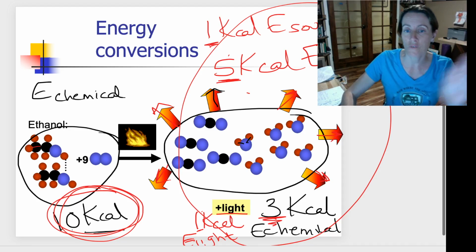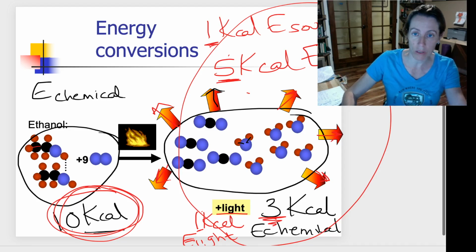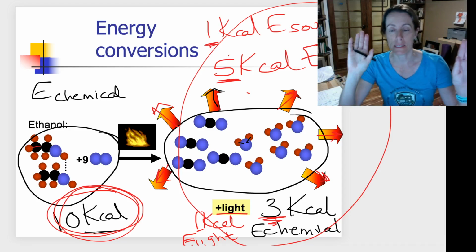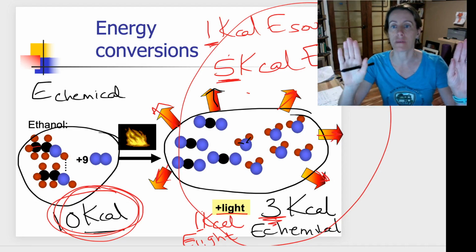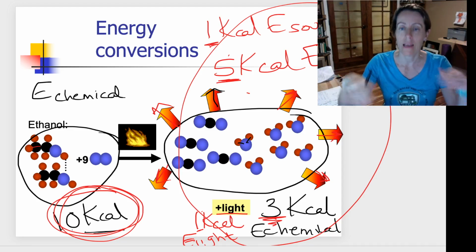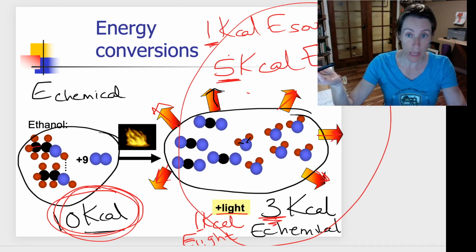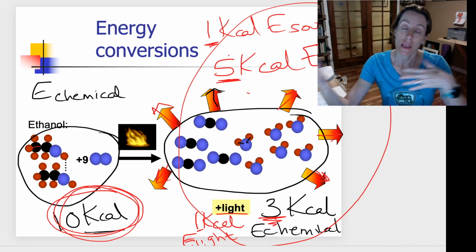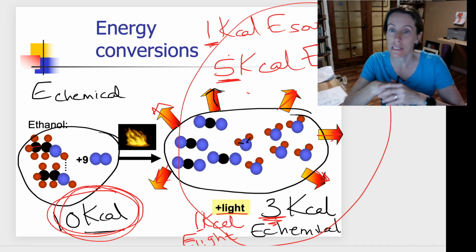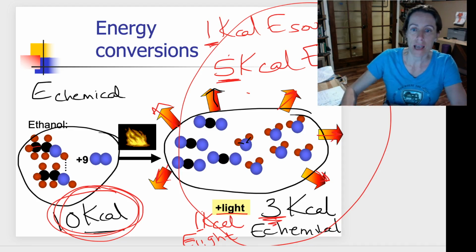We have transformed it from purely E chemical on the left to, on the right, some E chemical, some E heat, some E sound, and some E light. We've not broken the first law of thermodynamics. We haven't lost any. We haven't destroyed any energy. We still got 10, the same 10 that we started with. It's just now in different forms. Some of it's heat, some of it's light, some of it's sound. That's how you would relate that idea of the first law of thermodynamics to this reaction.